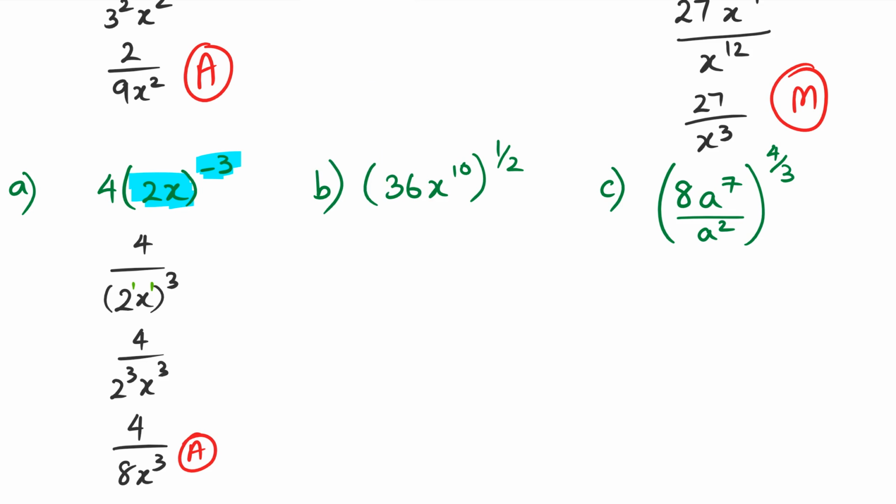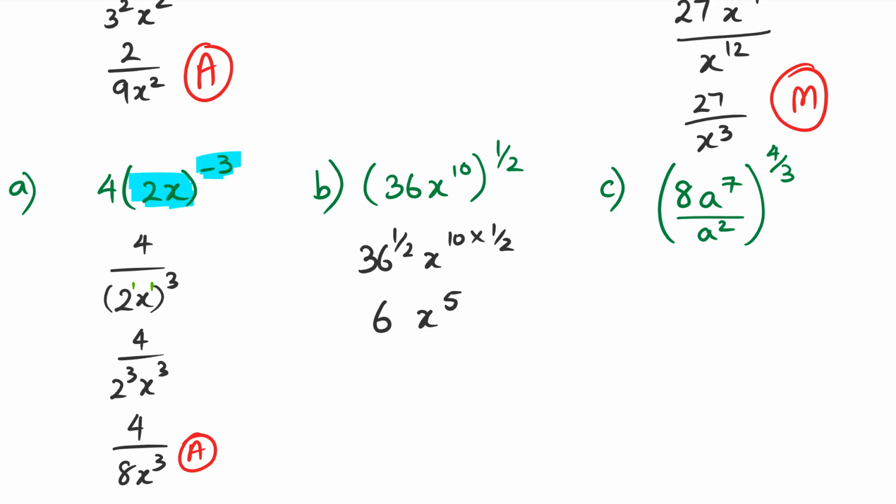As for the next question here, we've got 36x^10 to the power of half. So we're going to rewrite this as 36 to the power of half, x to the power of 10 times a half. Now 36 to the power of half is 6, because the square root of 36 is 6. And then we've got 10 times a half, which equals 5. And that's what we should be getting, 6x^5.